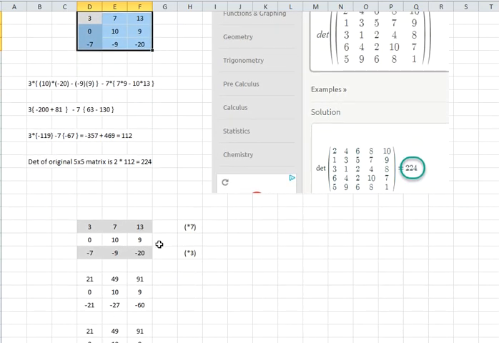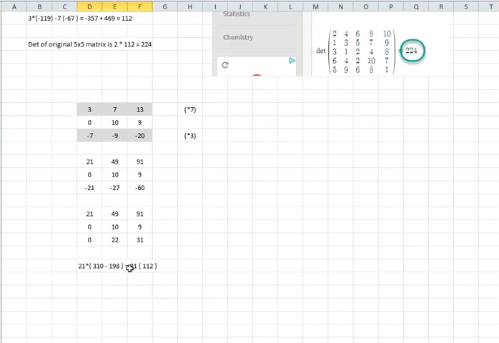Okay, and here's more stuff we did about multiplying rows by a number and remembering to take them out at the end to get the right answer of 224.